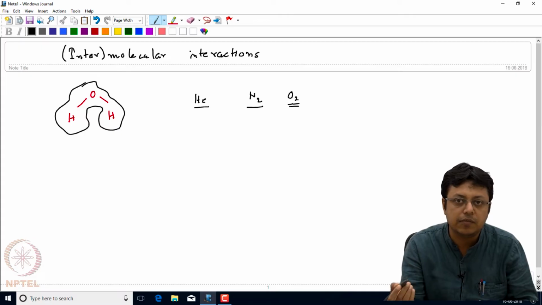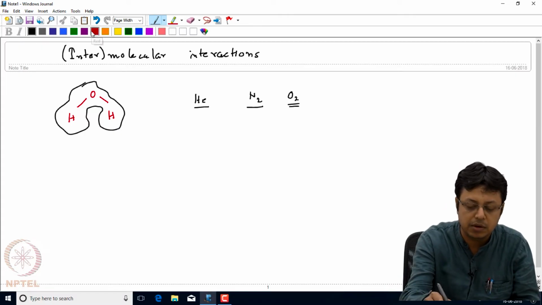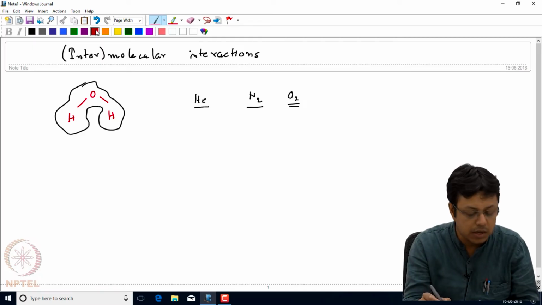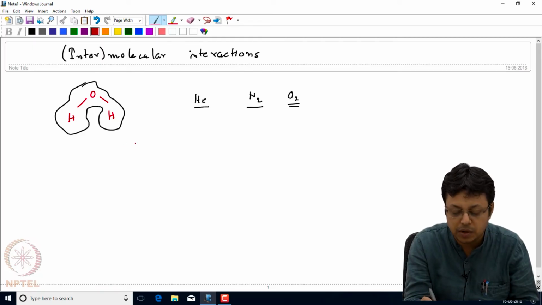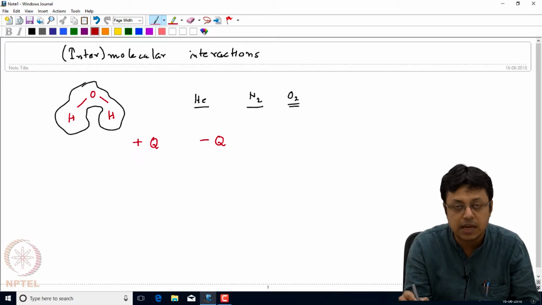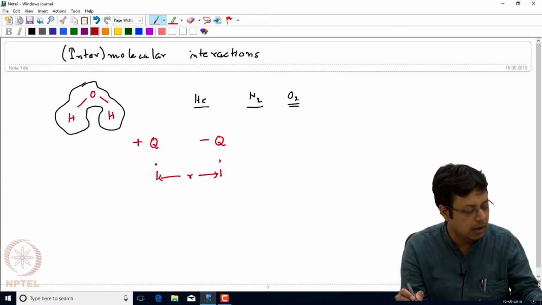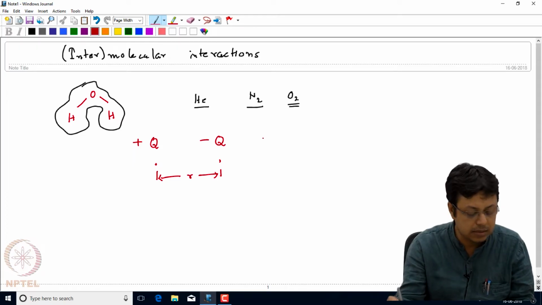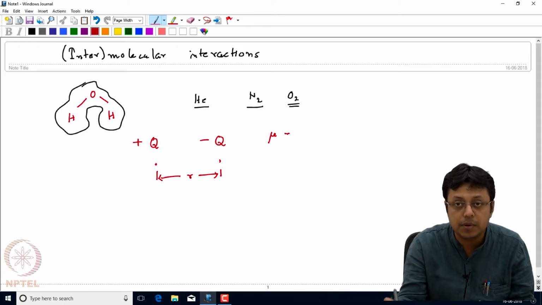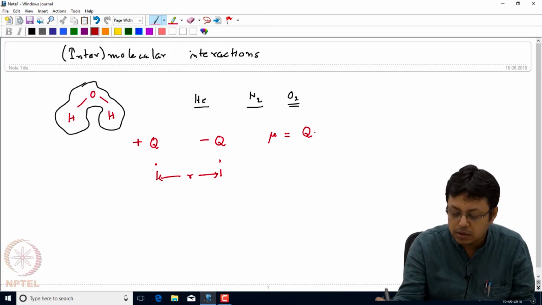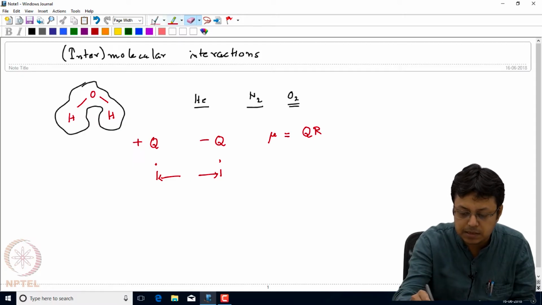So let us first define what a dipole is, and you already know from your high school physics the definition of a dipole. If you have a charge distribution where I have a charge of magnitude plus q and another charge of magnitude minus q, and suppose these are the locations of the two charges, and suppose they are separated by a distance r. Then the magnitude of the dipole moment is defined as q times r. I am using small r, so maybe we can replace it with capital R.